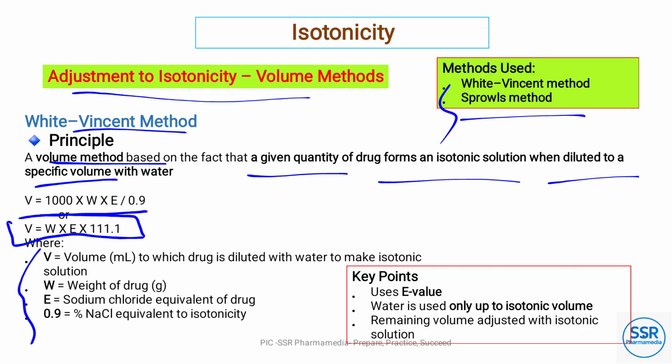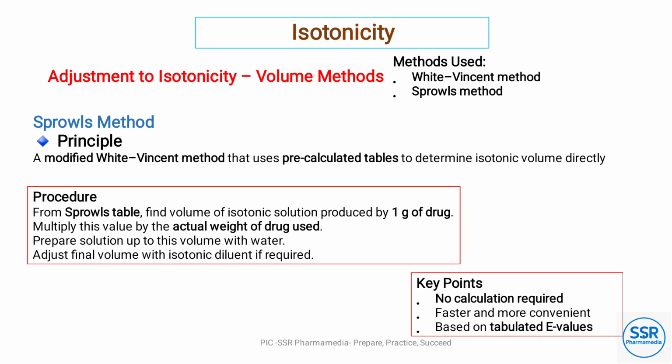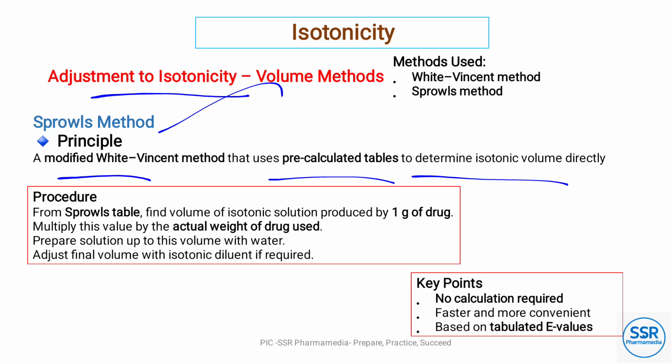This is the abbreviation for it. V is the volume to which the drug is diluted with water to make an isotonic solution. W is the weight of the drug. E is the sodium chloride equivalent of the drug, and 0.9 is the isotonicity of sodium chloride. Next, Sprowls method, a modified White-Vincent method, uses pre-calculated tables to determine isotonic volume directly.